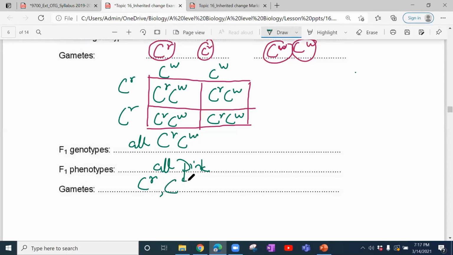ठीक है, CR, CW, ठीक है, क्योंकि हम आपस में इनका क्रॉस करा रहे हैं, so CR, CW. These are the gametes that we are getting now. Okay, let's look at the next one. So this was your F1 generation, F1 all heterozygous, all pink, and these are the gametes.